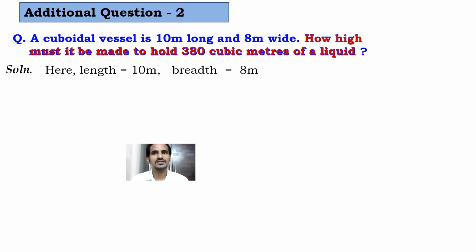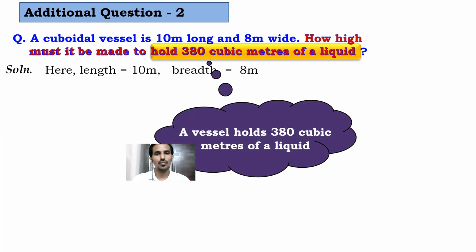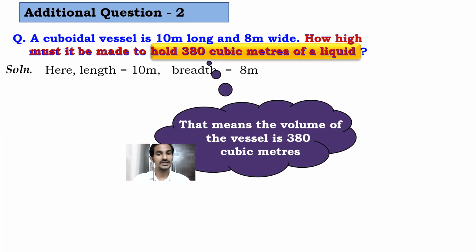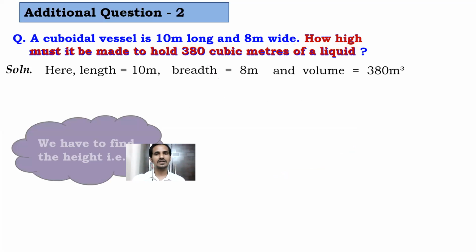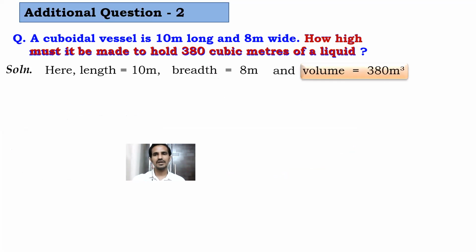You just need to understand this statement that says how high it must be made. That means what should its height be. So in fact, we want to find the height such that it will hold 380 cubic meters of liquid. Holding 380 cubic meters of liquid indicates the volume. As the vessel holds 380 cubic meters, that means the volume is 380 cubic meters. Now we have to find out the height.